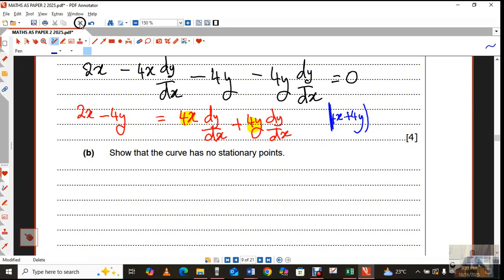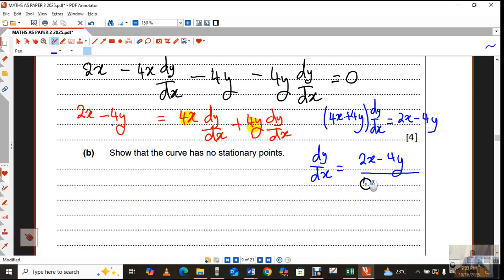I like to put my dy dx behind, so that's dy dx is equal to 2x minus 4y. So when you are now trying to show what dy dx is, it will be that 2x minus 4y. This is 2x minus 4y, this one, all right? So it's going to be 2x minus 4y, divided by this whole 4x plus 4y.